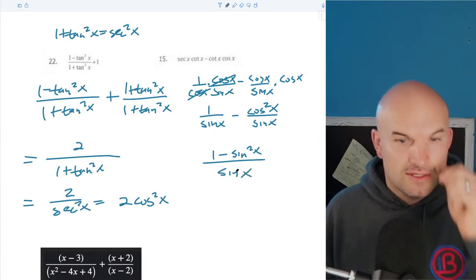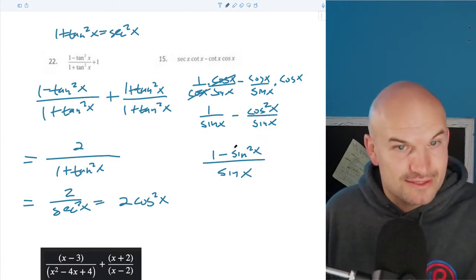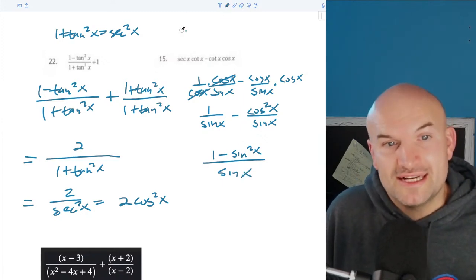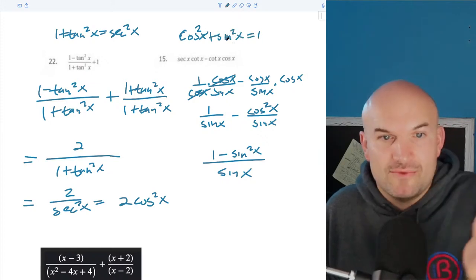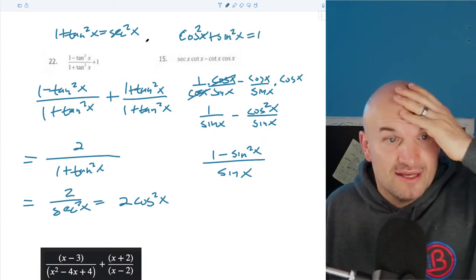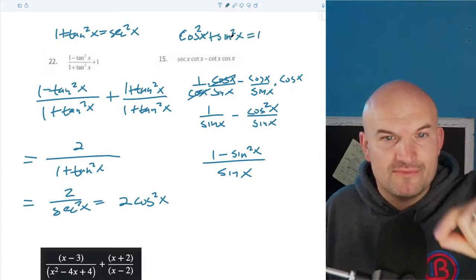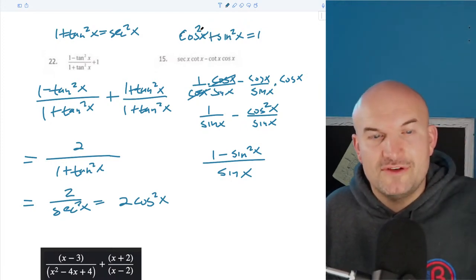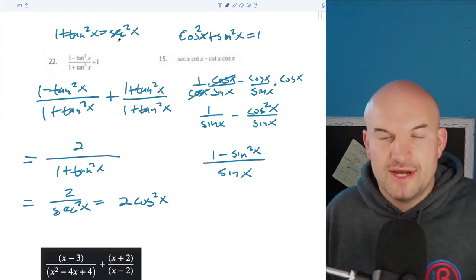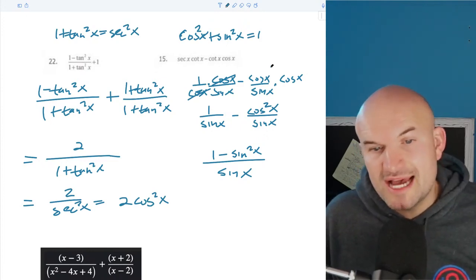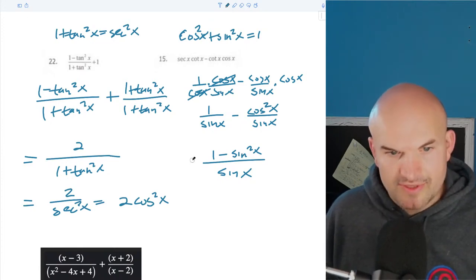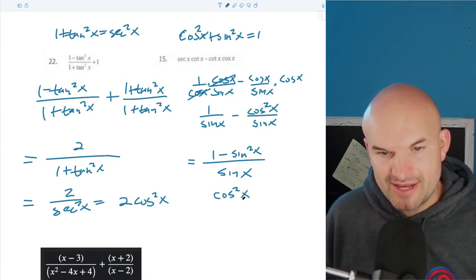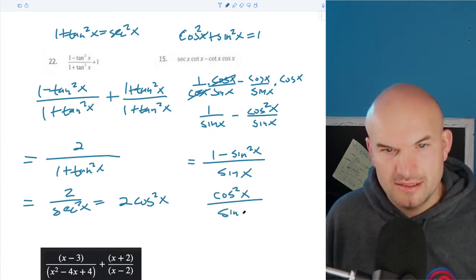Okay. So again, knowing my Pythagorean identities, right? The most famous Pythagorean identity, cosine squared of x plus sine squared of x equals 1. And again, we can go from here to here, right? If I was to divide everything by cosine, that's how you get to this one, right? Now, if I was to subtract sine squared on both sides, you can see that's going to be equal to cosine squared. So this is going to be now equal to cosine squared of x all over sine of x.